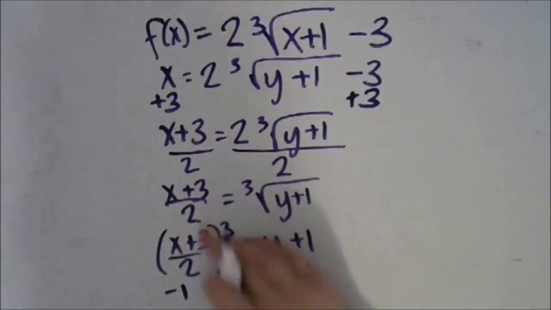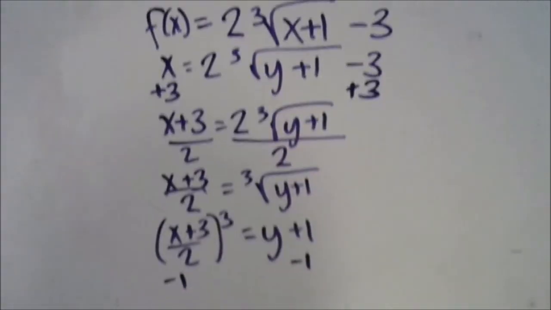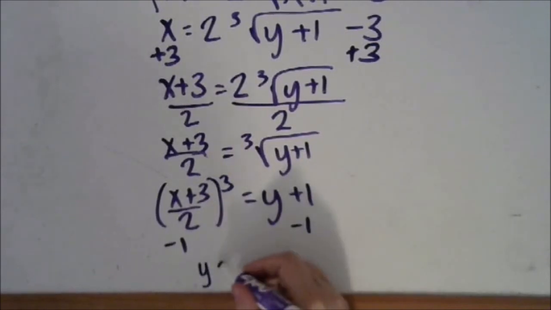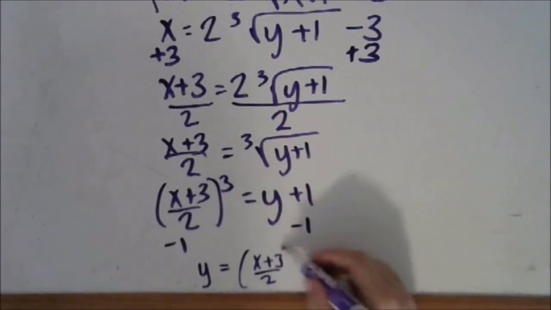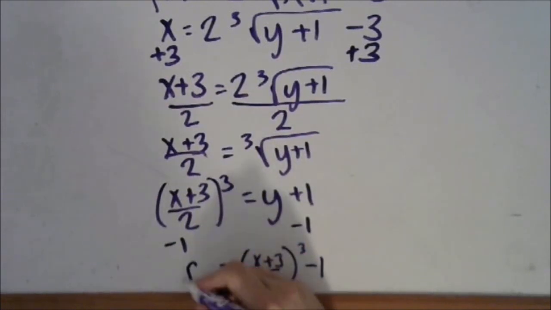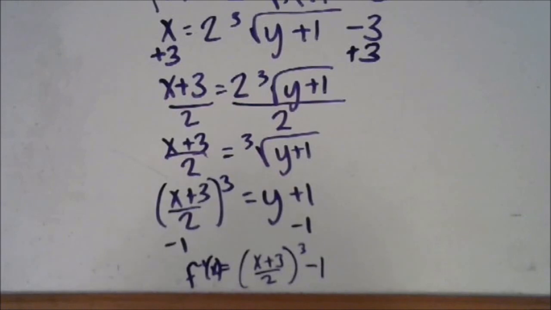Be careful though, because you're not subtracting 1 from the 3, you're not subtracting 1 from the 2. You're subtracting 1 from this entire expression. So we want to write y equals x plus 3 over 2 cubed minus 1. And then, since I'm out of space on my whiteboard, for my inverse notation, I'm just going to replace the y with an f negative 1 of x.